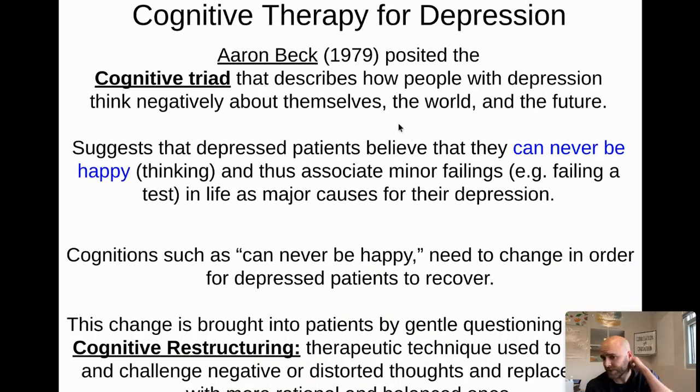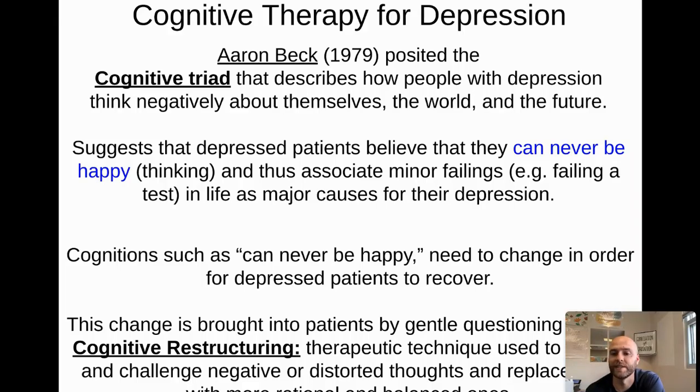So there's a couple things to know about cognitive therapy. The first was in 1979, Aaron Beck posited the idea of the cognitive triad. He described how people with depression would think negatively about themselves, the world, and their future. There were these 3 things that they couldn't get these negative thoughts out of their mind about, themselves, the world, and the future, and they would have no hope, right? So he suggested that depressed patients believe that they can never be happy, right? That's their thinking. And thus they associate the minor events in their lives, their failings, as a major cause for their depression. And they have little control over their lives and their depression.